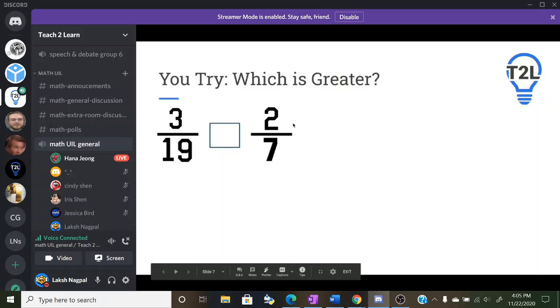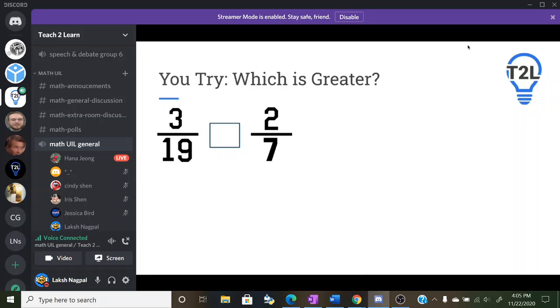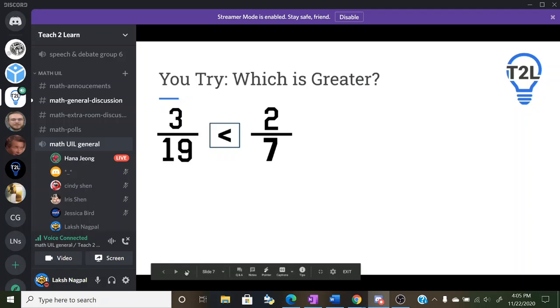So now this is an example for you guys to try. Just go ahead and type the symbol in the chat. Yep, the 7/9 is greater.